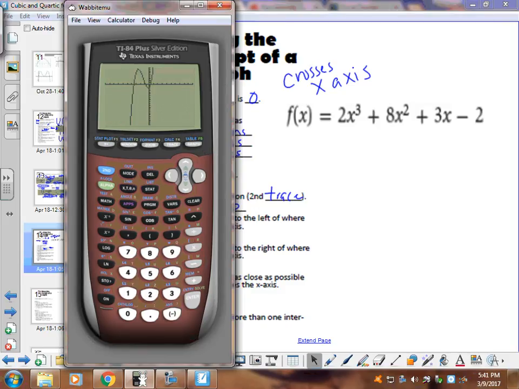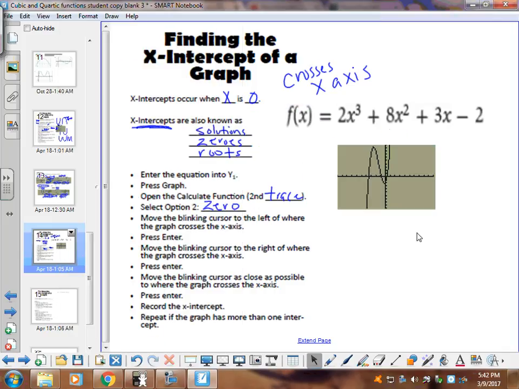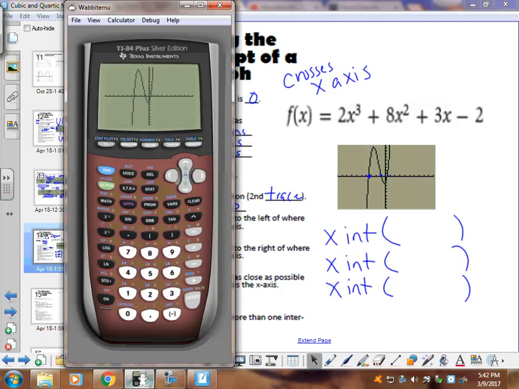Okay, I'm going to hit back to zoom 6 so that my graph is normal. Okay, now I've got 3 places where this crosses the x-axis. So let me pull this out and let's talk about x-intercepts. It crosses here, here, and right in there. Okay, so that's my x-intercepts. I have 3 of them and I have to find each one. So I will have 3 different x-intercepts here. And you need to put this on your paper because you've put it in and you're going to find your x-intercepts. So now let's hit second trace.